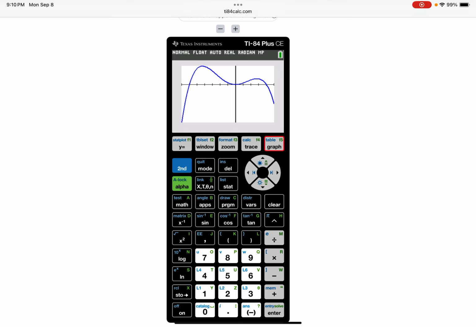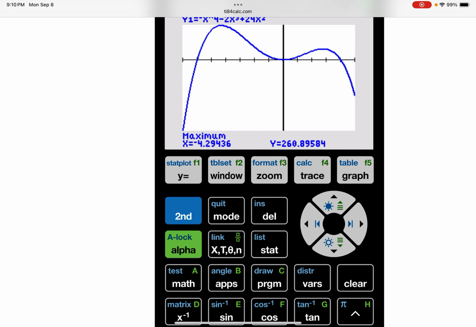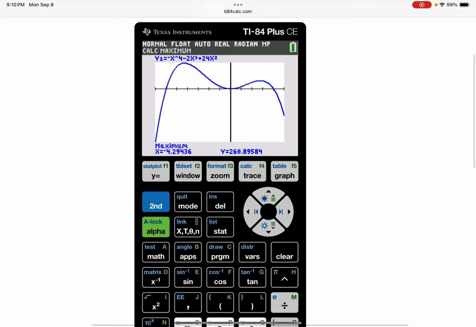Okay, so the problem is asking to identify all relative and absolute extrema. So I'm going to read from left to right. If I go from the left side, I have a maximum. So I'm going to do second trace and go down to number 4, and I'm going to travel over to the maximum. So we'll hit enter, and then we'll go to the right side and enter. And this should be a review. You did this last year in Algebra 2. And then guess, and it says that I have a maximum at x equals -4.294 with a value of 260.895.